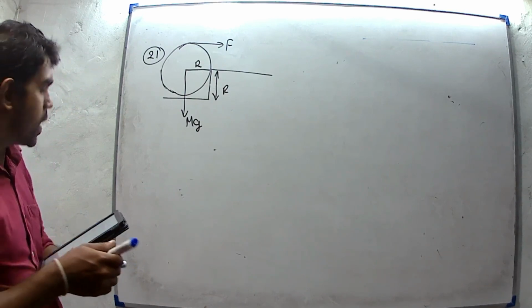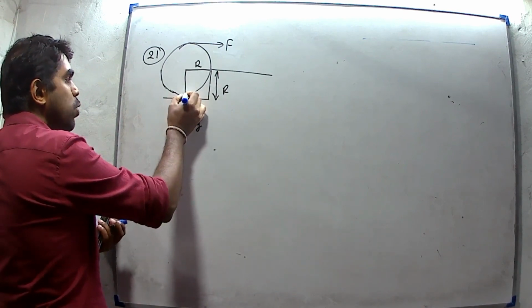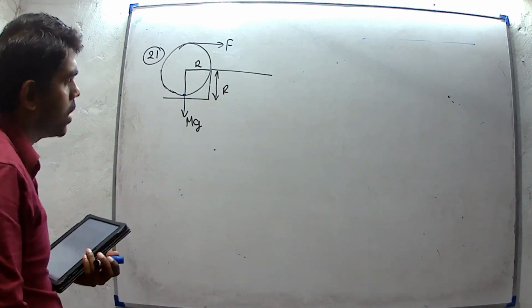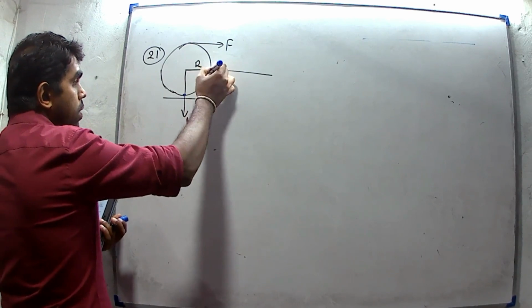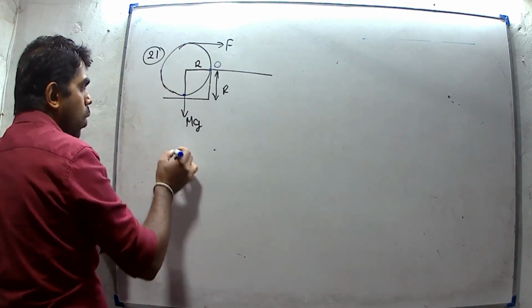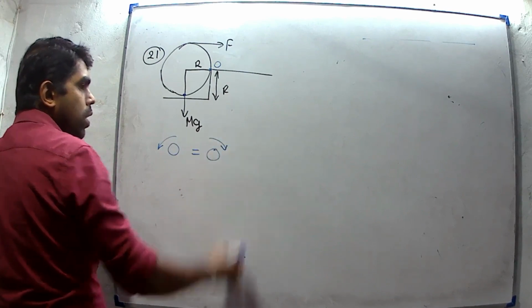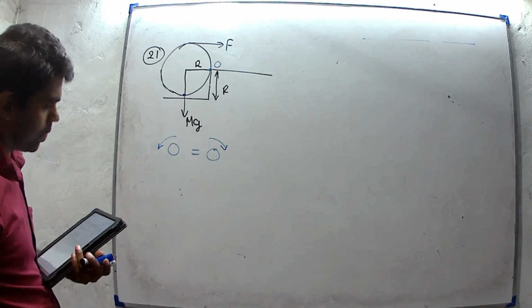To pull the coil over the step, the reaction at this point should be 0. Therefore, I have not marked the reaction. To pull the coil, the torque around O in this direction should be equal to the opposite torque.